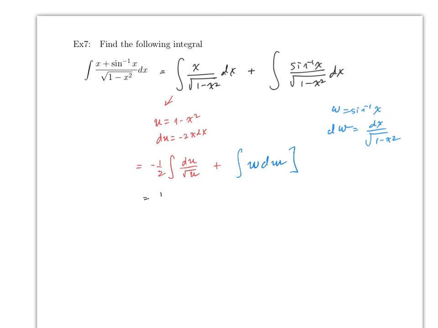So we already know the integral of this one is minus 1/2 u to the 1/2 times 2 over 1. And it will be w squared over 2 plus C. So therefore this is minus the square root of u, which u was 1 minus x squared, and this is 1/2 sine inverse x squared plus C. And again, just give it a try, make sure that that's the case, and that's it.